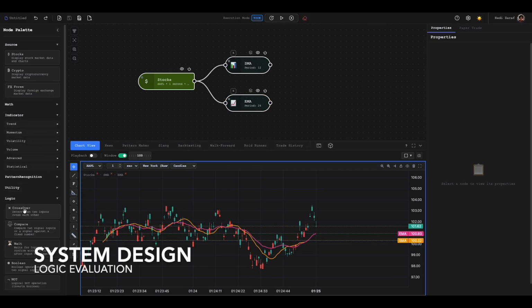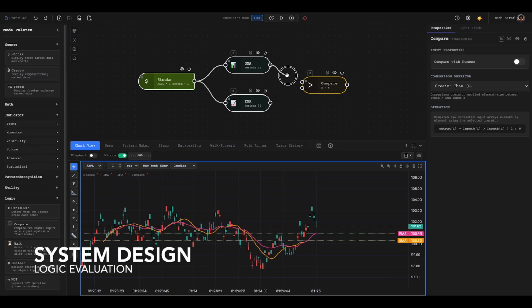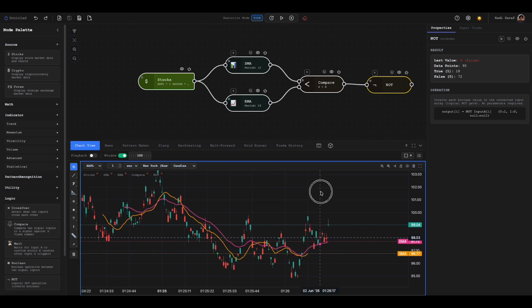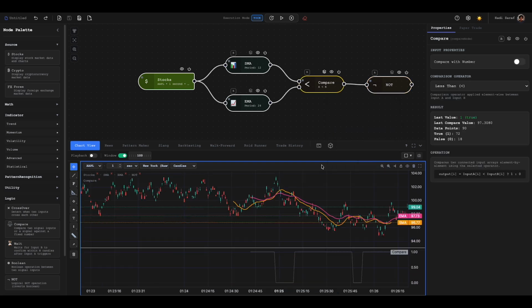Third is evaluation. This is your decision layer. By wiring your indicators into comparison and conditional logic nodes, you build precise, multi-layered triggers. When the math aligns, the logic node fires.